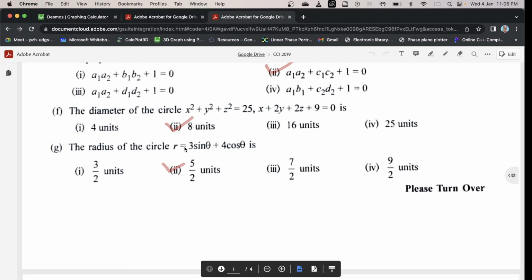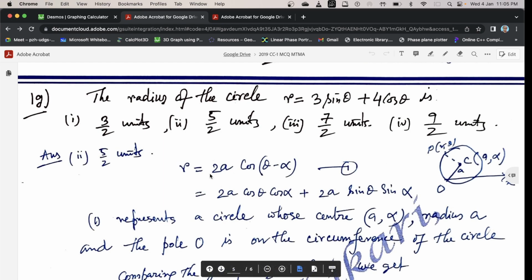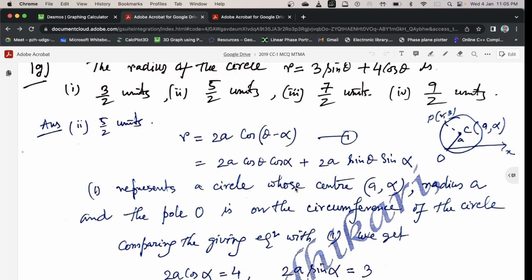Radius of the circle r equal to 3 sin theta plus 4 cos theta. The correct option is 2, 5 by 2 units. Here we know r equal to 2a cos(theta minus alpha), that is 2a cos theta cos alpha plus 2a sin theta sin alpha, since cos(a minus b) equals cos a cos b plus sin a sin b. So this equation 1 in polar form represents a circle whose center is at the point (a, alpha). Here a is the radius and alpha is the vectorial angle of the center of the circle. So this is the point C.